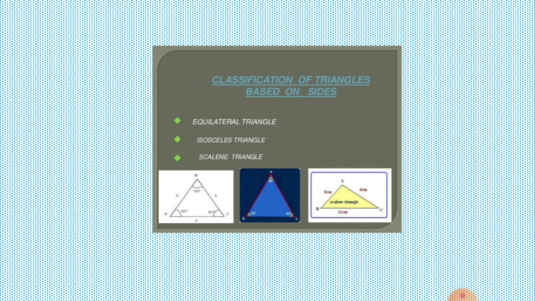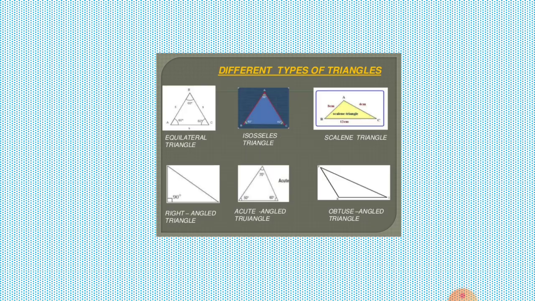Isosceles triangle: two sides are equal, one side is different. That is called an isosceles triangle. Scalene triangle. What is a scalene triangle? All the sides are different. That is called a scalene triangle. Okay, very good. So next, different types of a triangle.